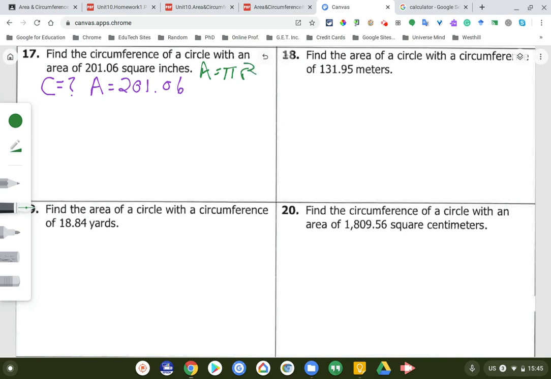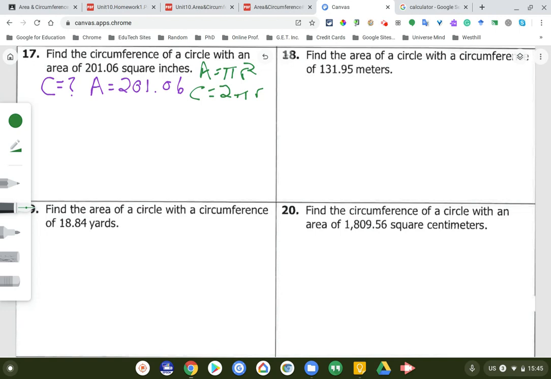Pi r squared. There we go. And our circumference formula is 2 times pi times r. Okay. So find the circumference of a circle with an area of 201.06 square inches. All right, here we go.